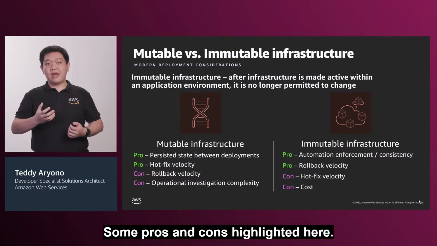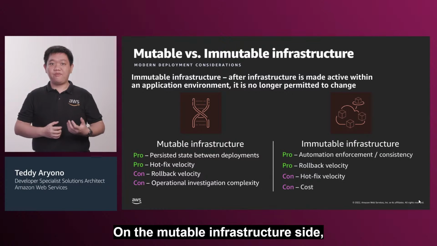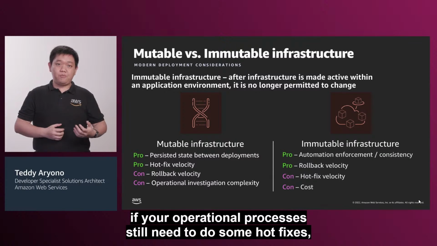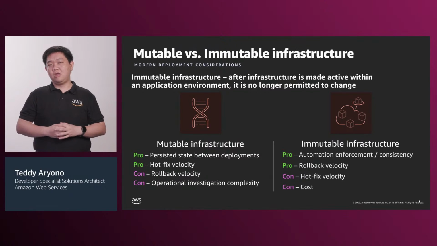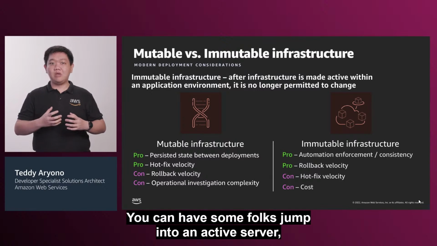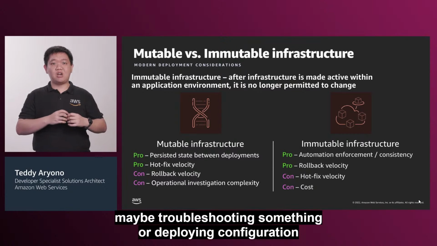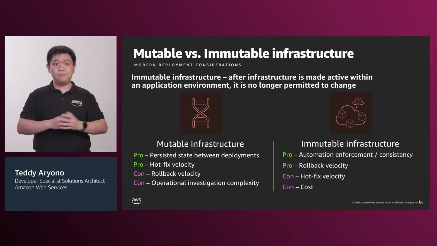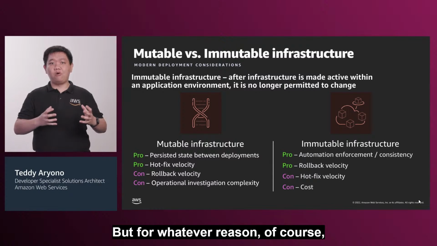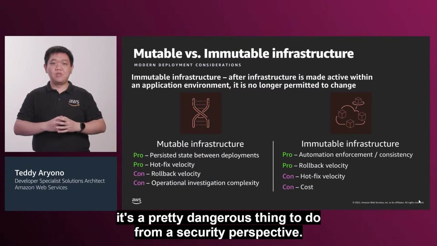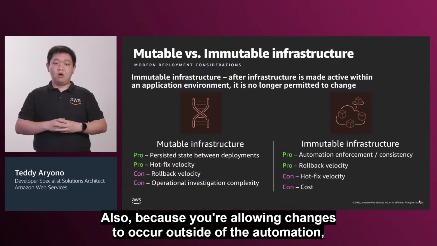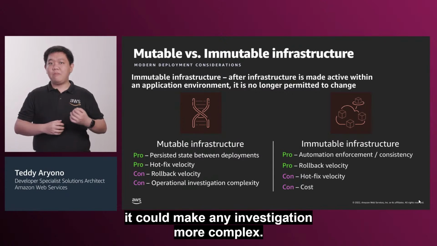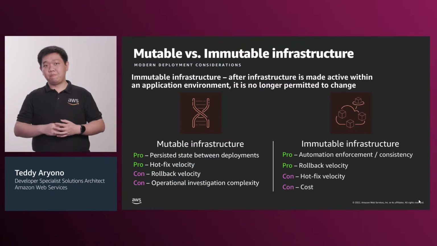Some pros and cons highlighted here. On the mutable infrastructure side, if your operational processes still need to do some hot fixes, you are able to do it quickly here. You can have some folks jump into an active server, maybe troubleshooting something or deploying configuration changes to the active environment. But of course, it's a pretty dangerous thing to do from a security perspective. Also, because you're allowing changes to occur outside of the automation, it could make any investigation more complex.